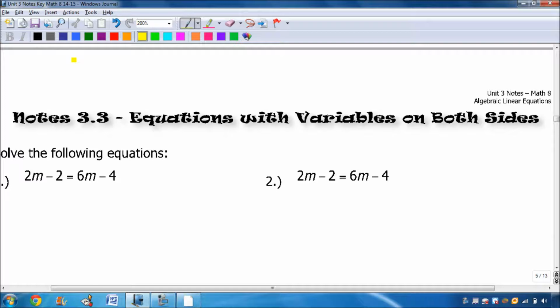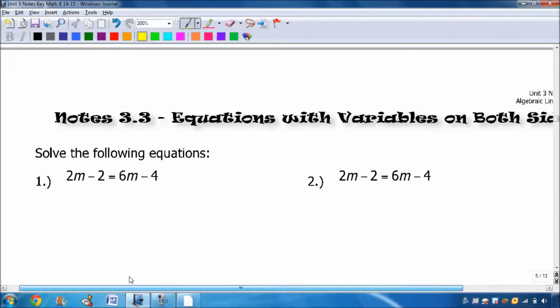All right, now we're going to talk about solving equations with variables on both sides. We are on page 5 of our notes. So in order to be able to do this, you need to make sure that you are paying attention specifically to the examples that I'm going to go over with you right now. So let's take a look at question number 1.